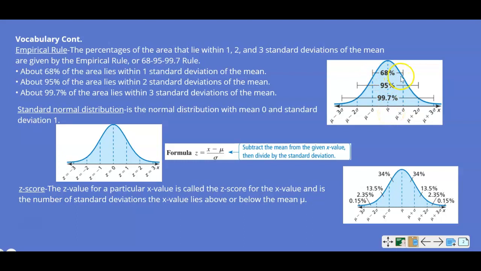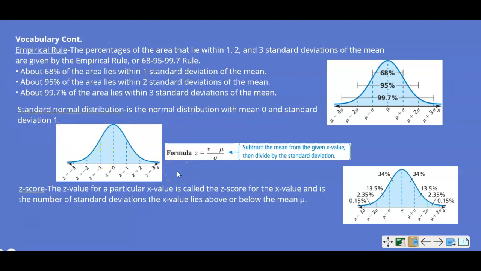You can see the 68% here is between negative 1 standard deviation and plus 1 standard deviation of the mean. And then the 95%, you can see that's within 2 standard deviations of the mean, either below the average or 2 standard deviations above the average. And then, of course, the 99.7%, that falls within 3 standard deviations above and below the mean. So that is a normal bell curve. Standard normal distribution is the normal distribution with a mean of 0 and a standard deviation of 1.